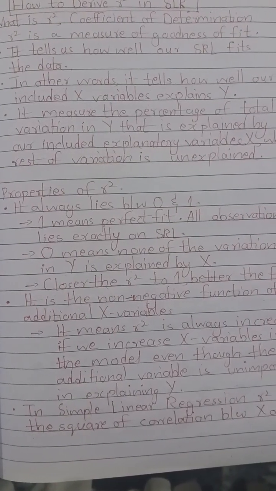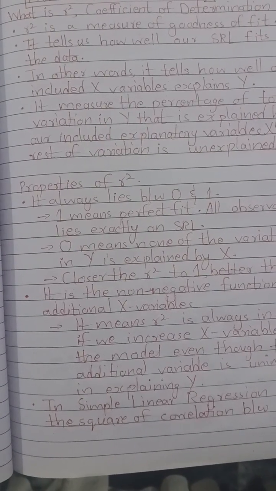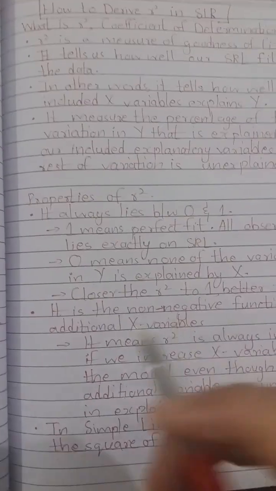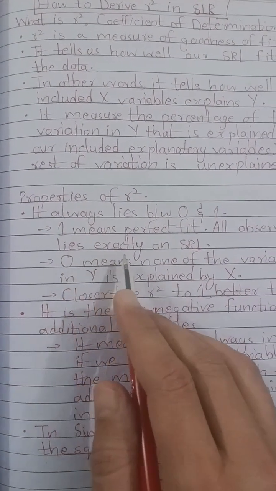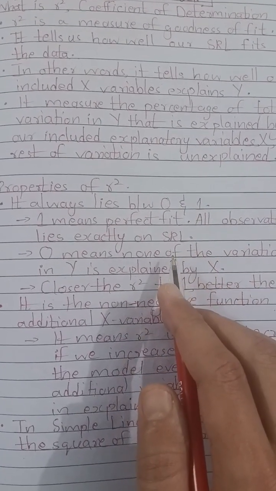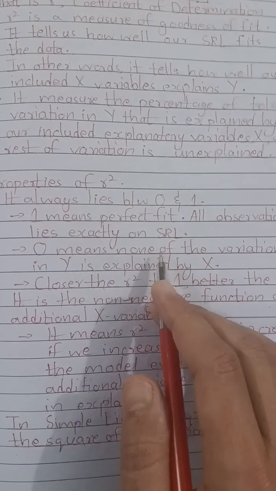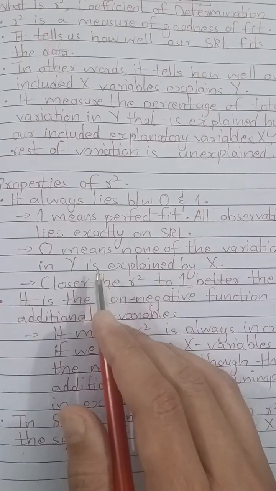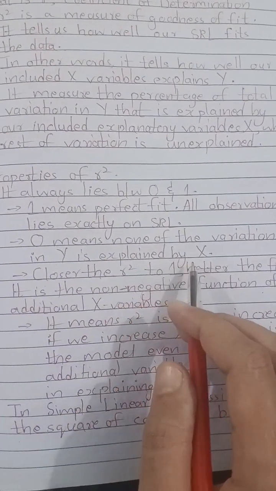Next we study the properties of R square. Remember that R square always lies between 0 and 1. If R square equals 1, it means that there is a perfect fit and all the observations lie exactly on the sample regression line. But if R square is 0, this means that none of the variation in y is explained by our x variables.